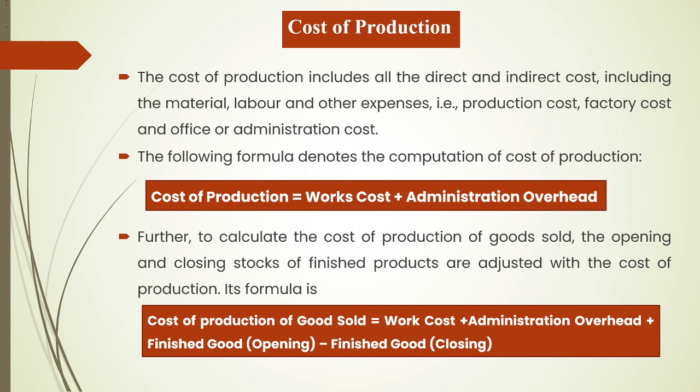Further, to calculate cost of production of goods sold, the opening and closing stock of finished products are adjusted with the cost of production. The formula is: cost of production of goods sold is equal to work cost plus administration overhead plus finished goods opening stock minus finished goods closing stock. Okay, friends, factory cost and office overhead is known as cost of production. Factory cost plus office overhead is known as cost of production.